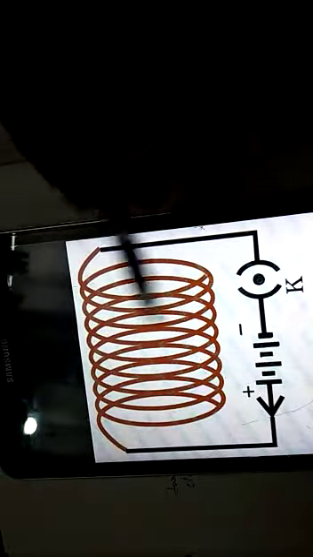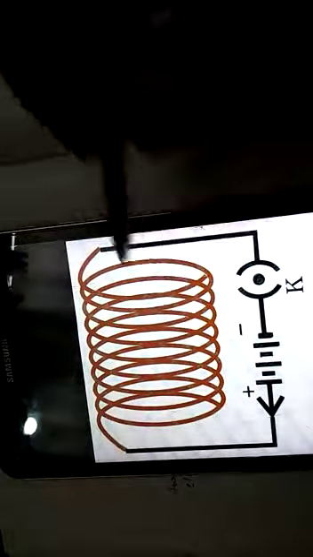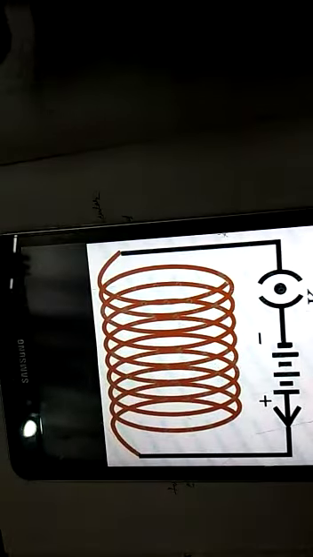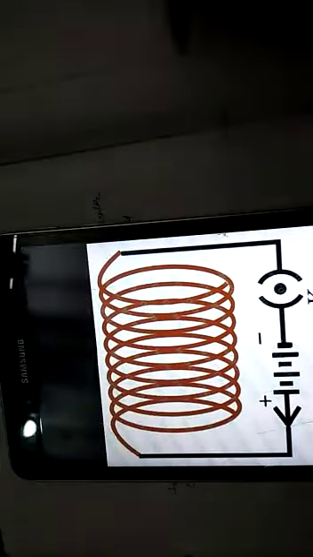If this is a solenoid, the wires are wrapped in a cylindrical form, just like a spring. This structure is known as helical structure. From one end current enters and from the other end current leaves the solenoid.